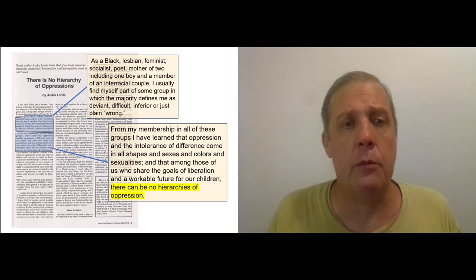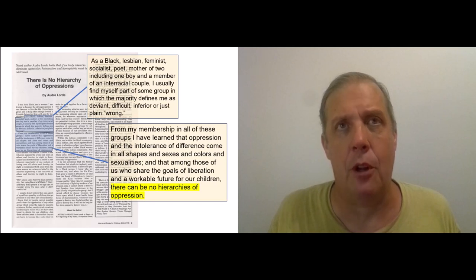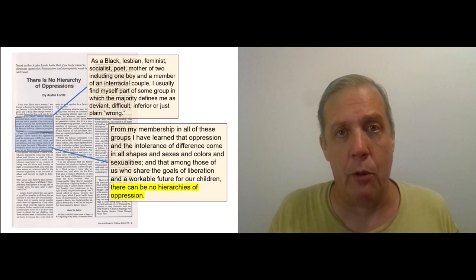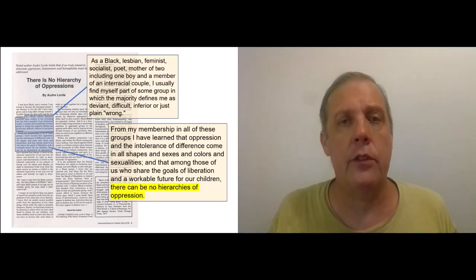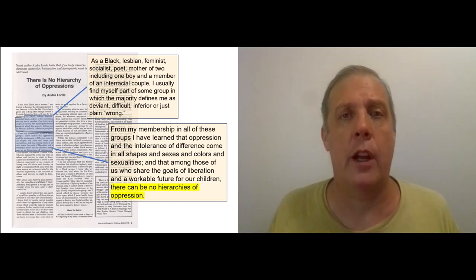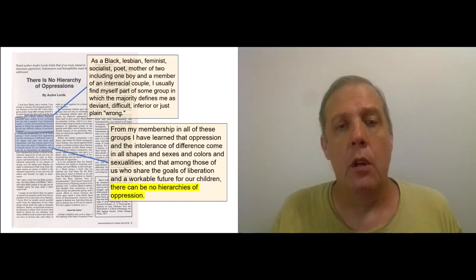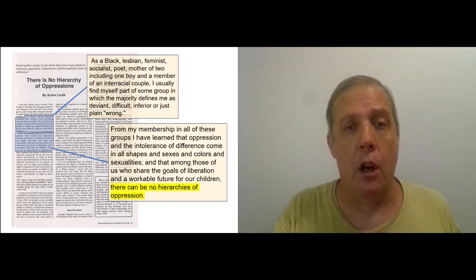Part of the context here is that she is trying to form alliances across different marginalized identities. And I think part of it is that she's pushing back against what sometimes gets called the oppression Olympics. Oh, you think you have it bad? Well, my people were victims of the Holocaust, right? And that's just a toxic way of trying to think about things. It's really useful all the time to remember that there are no hierarchies of oppression.